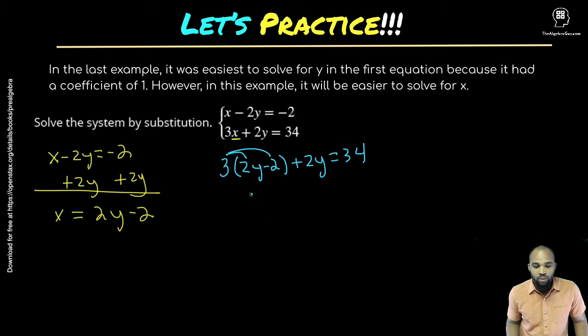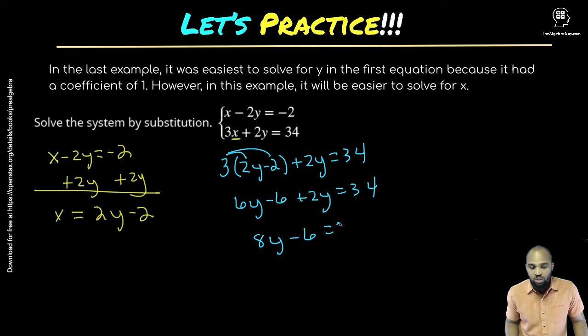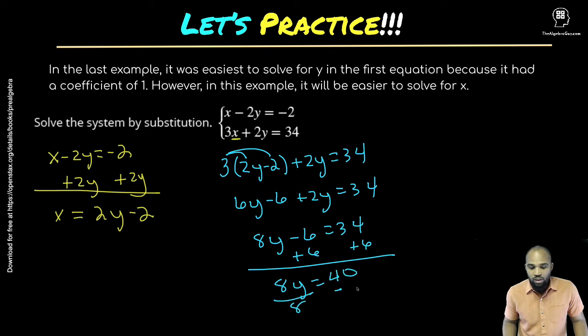Distributing here to solve for y, I get 6y minus 6 plus 2y equals 34. Combine my like terms, 6y and 2y, I get 8y minus 6 equals 34. Add 6. And that gives me 8y equals 40. Divide by 8 on both sides. And we get y equals 5.